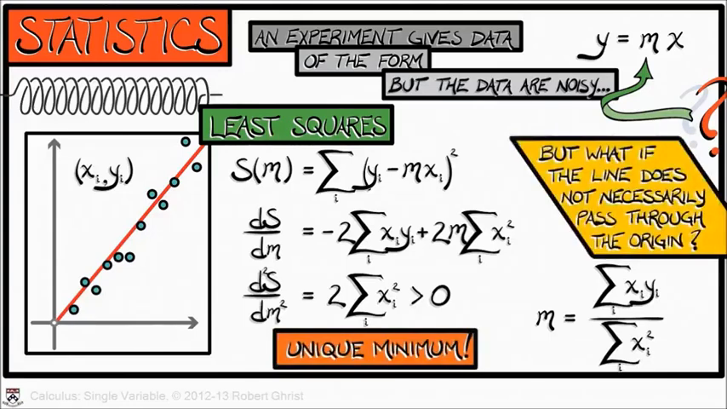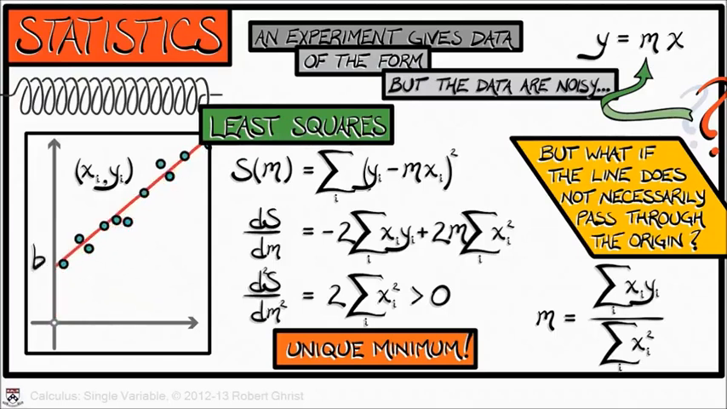Now, what happens if our experiment is a little bit different? The line that we're looking for doesn't necessarily pass through the origin. Well, it doesn't seem as though the problem has really changed much at all. We're just, again, looking for a straight line. But now we have to worry about not only the slope, but also the y-intercept, which we might call b. We're looking for a line of the form y equals mx plus b.